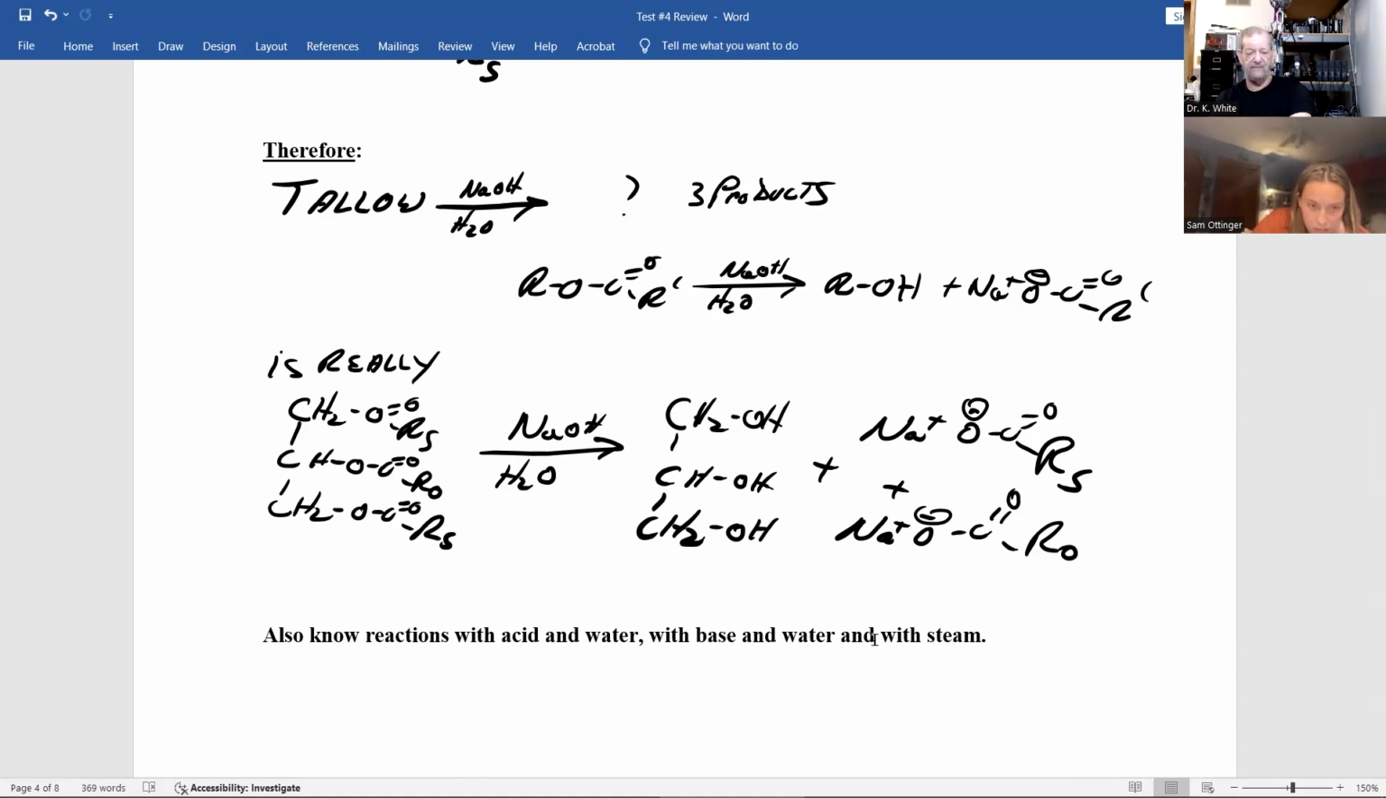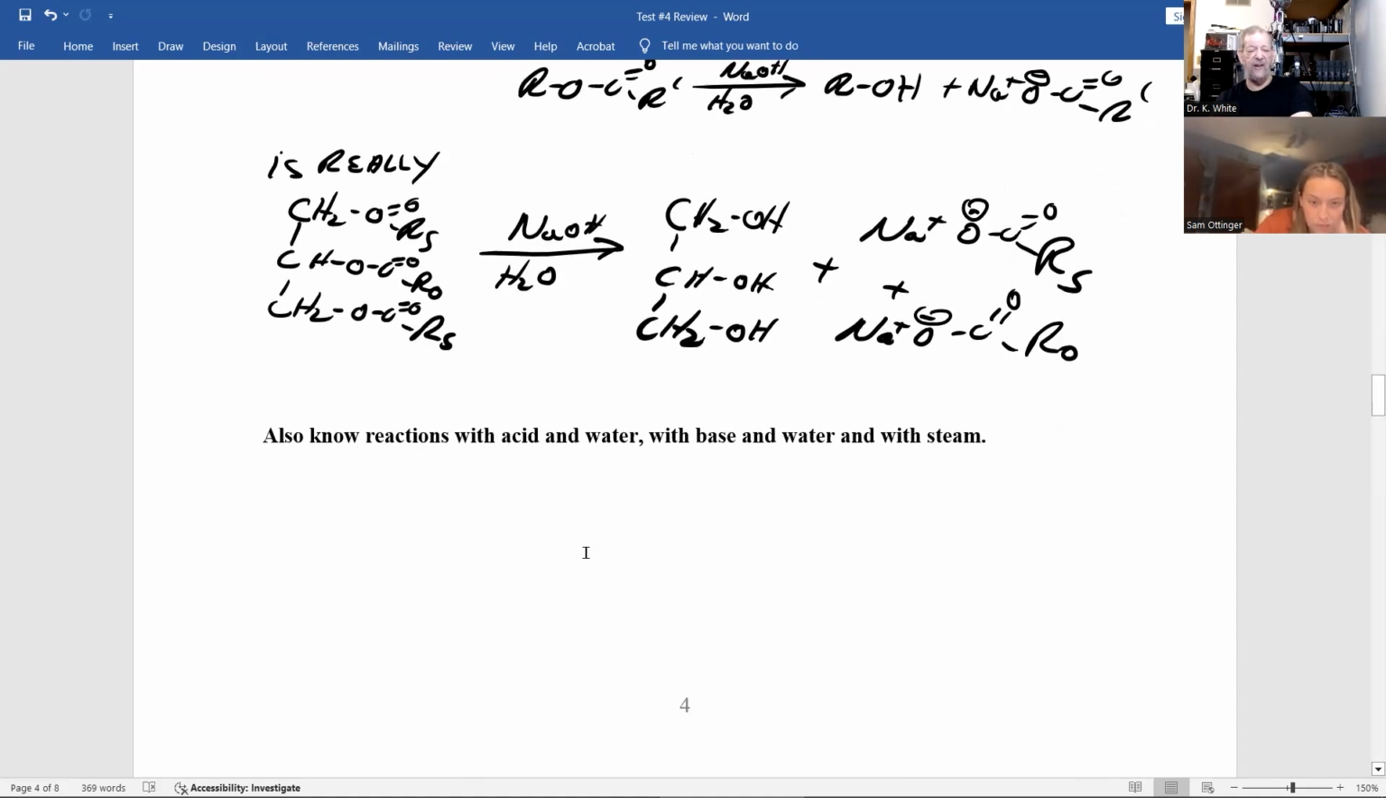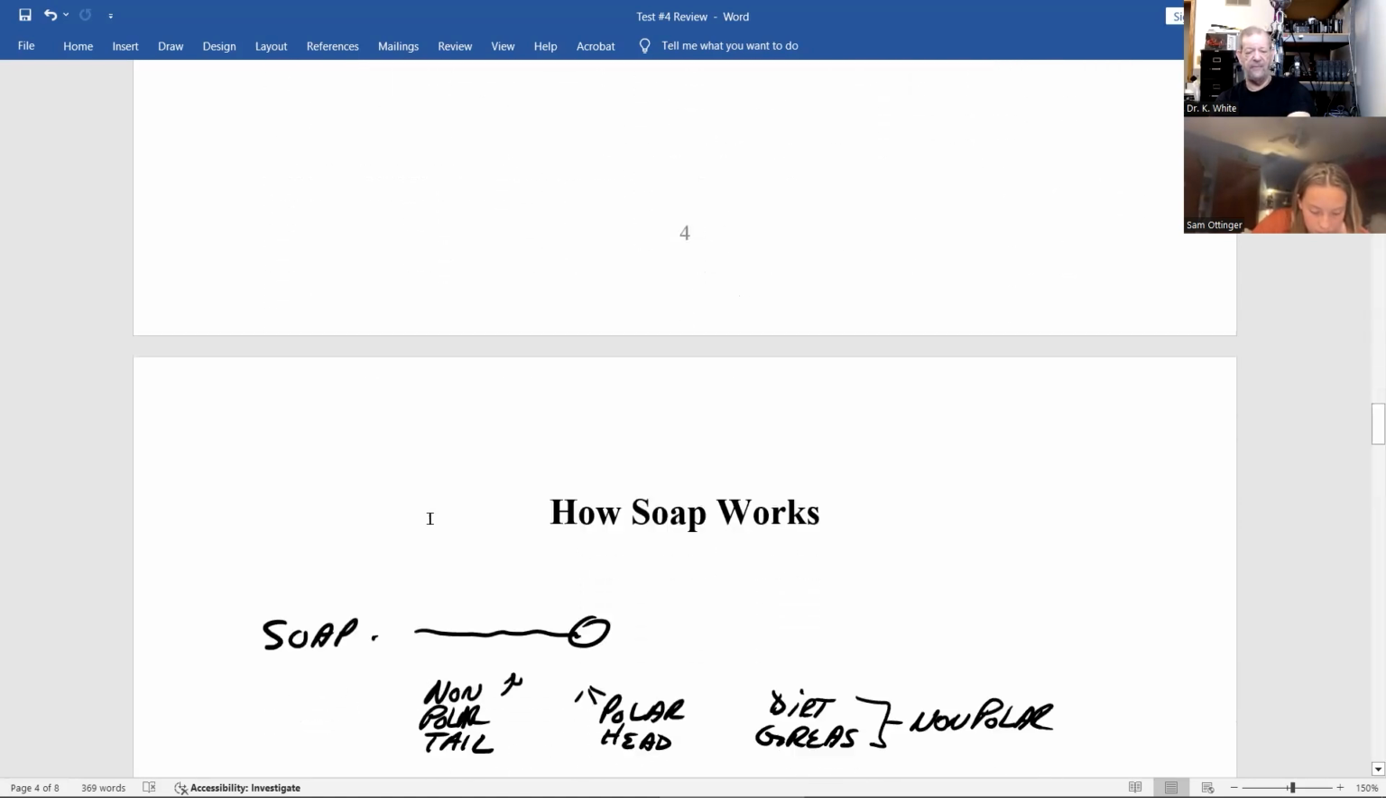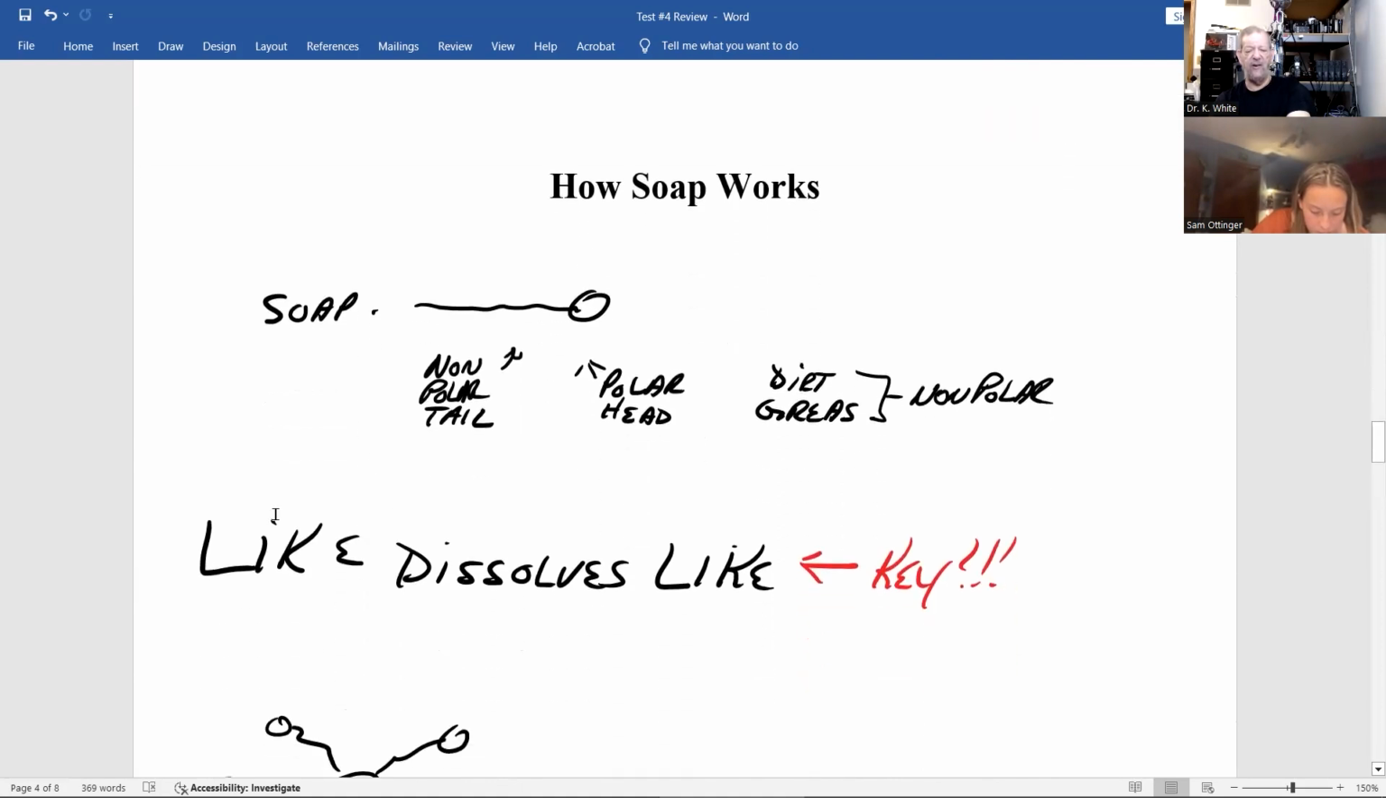carboxylate anions. You should also know the reaction of tallow, yellow grease, and white grease with acid and water, acid hydrolysis of an ester, and with steam, hydrolysis of an ester. Now, this is very important. You should know how soap works. Hold on. Hint, big hint. You should know how soap works.